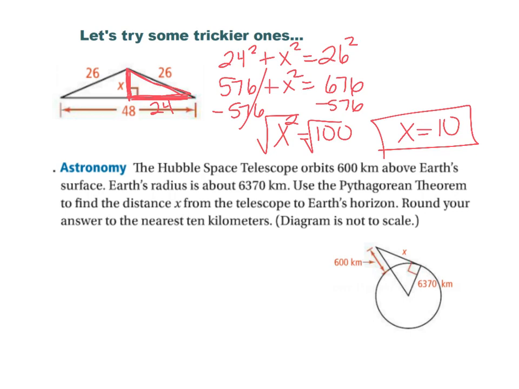Okay, so I'm looking for this leg. So I know it's going to be that leg squared plus this leg squared, which I know. Okay, I can do that. Let's write that. So that's going to be x squared plus 6370 squared equals, now think about this for a minute. It's supposed to equal the hypotenuse squared. Can you figure out how long the hypotenuse is in this picture?